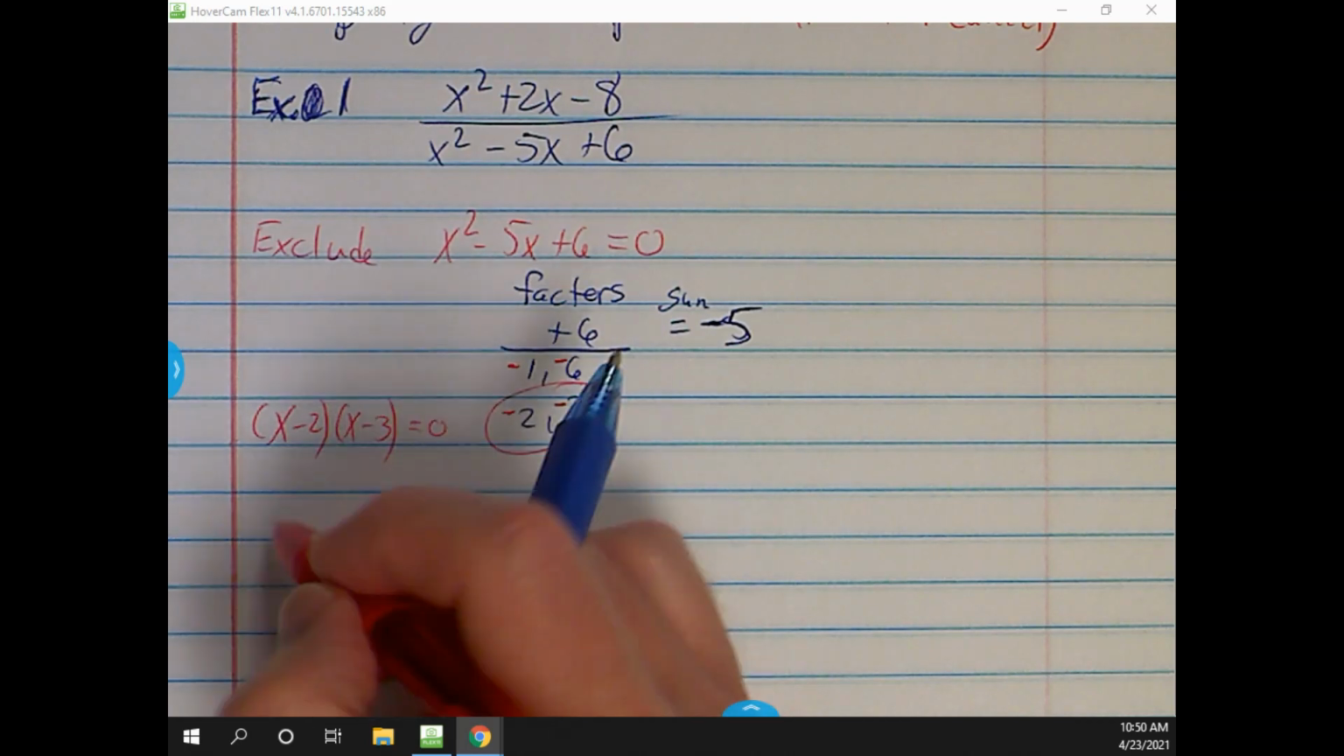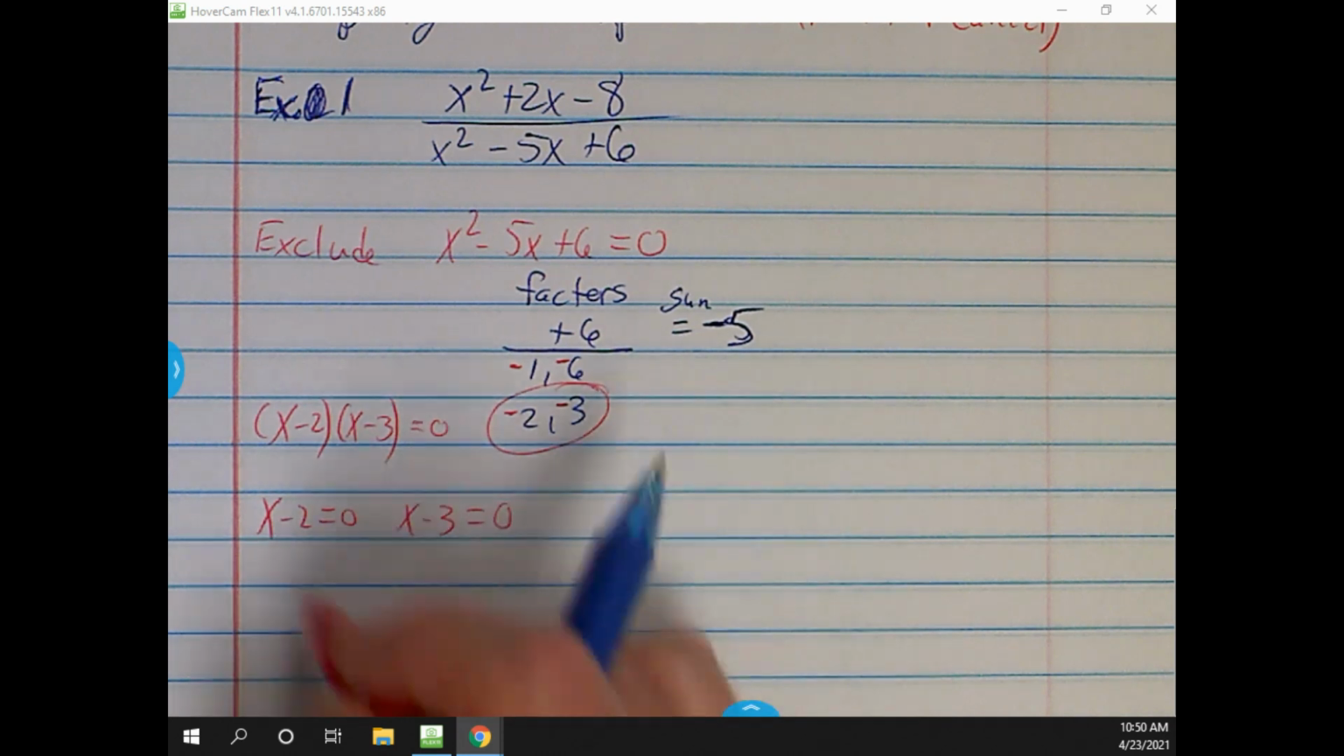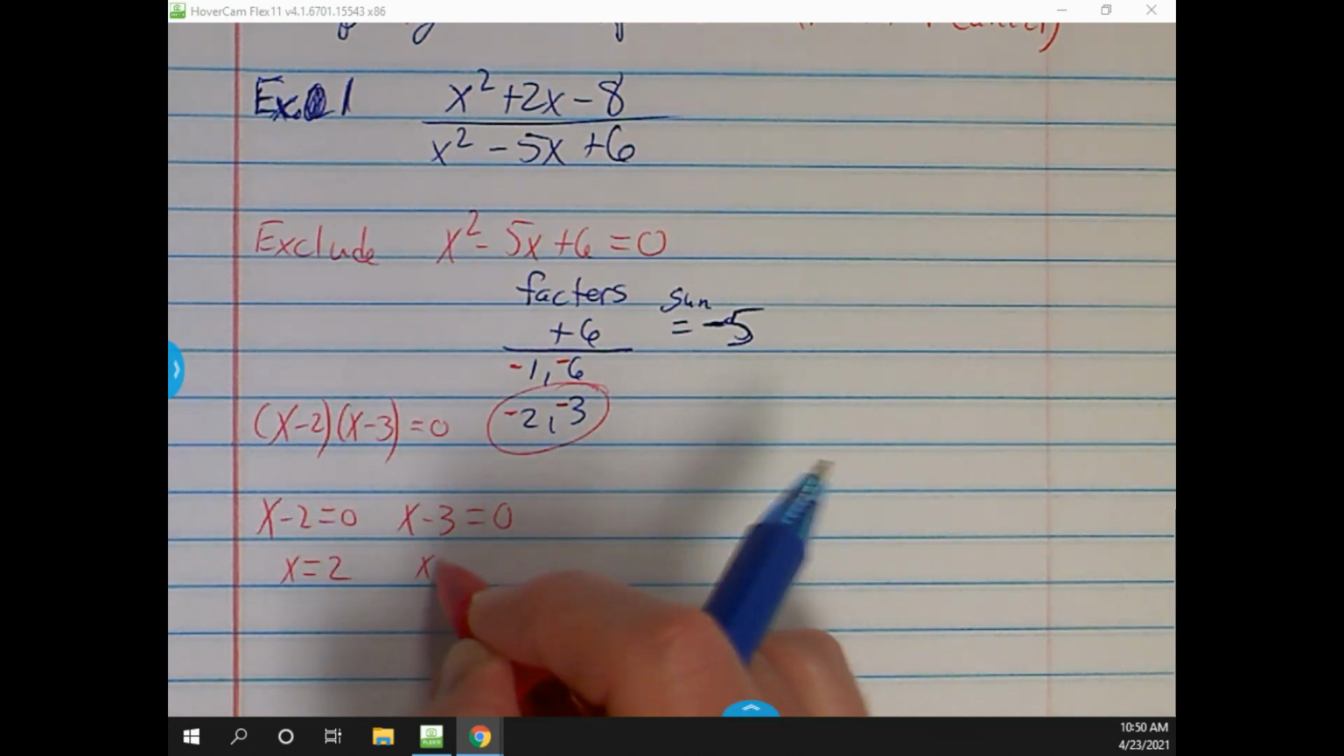And again, setting both of those equal to 0 makes the solving really pretty quick, because then we'll just add 2 to both sides, and then we'll add 3 to both sides.